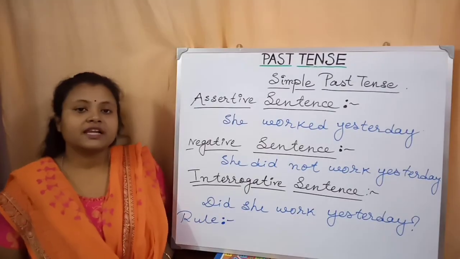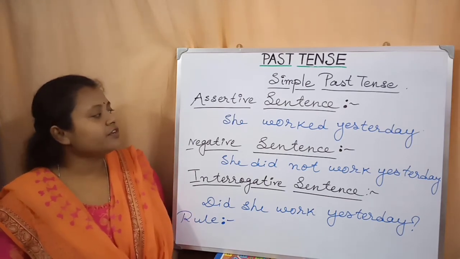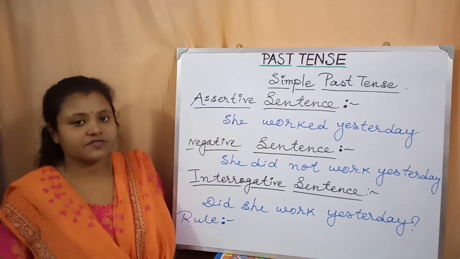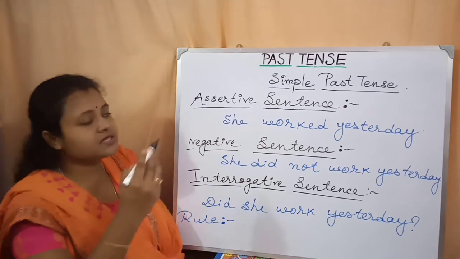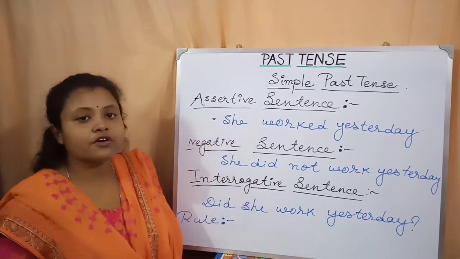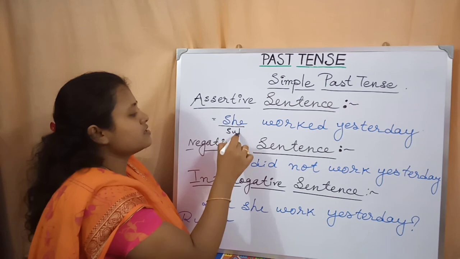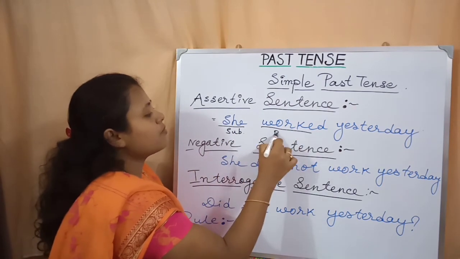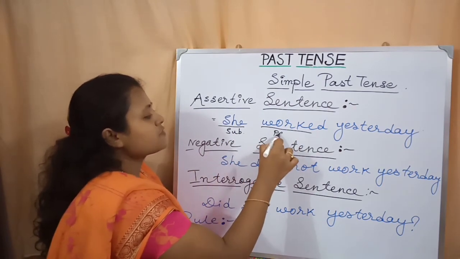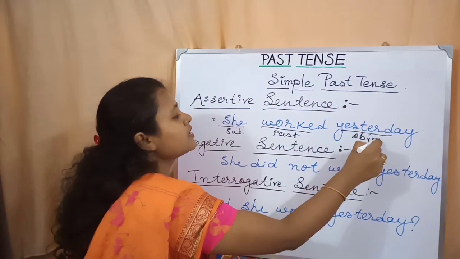So students, let me give you some examples from the simple past tense. How will you write a sentence in assertive sentence in the simple past tense? First, let me give you an example. She worked yesterday. Here, first the subject is written. After that, the past form of the main verb, then the object is written.